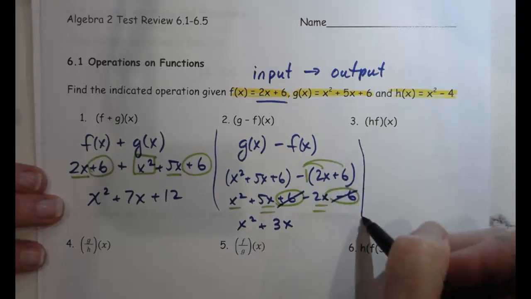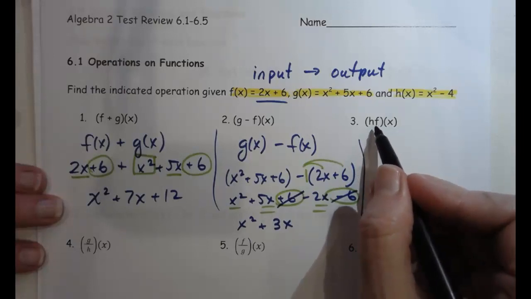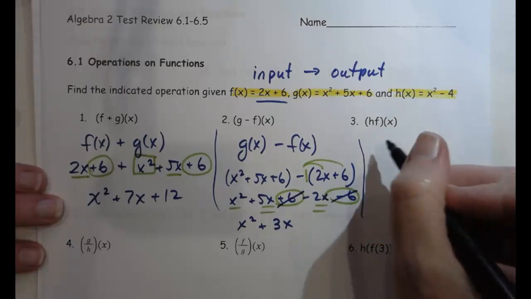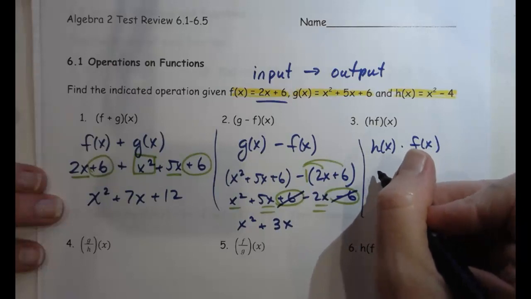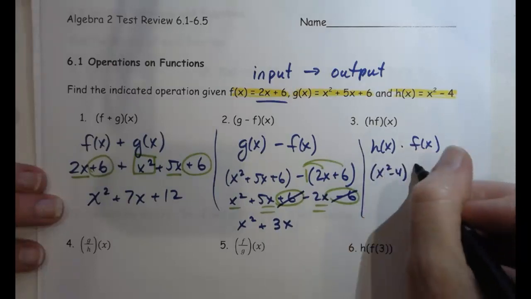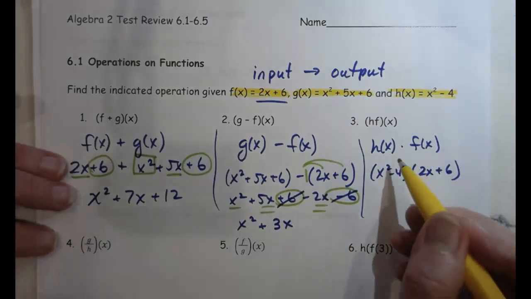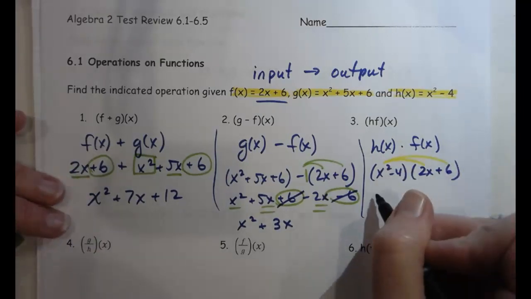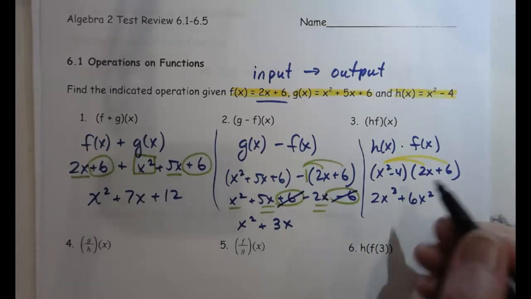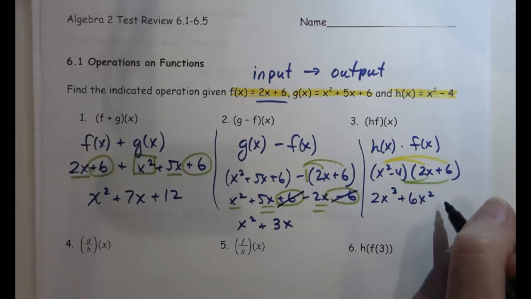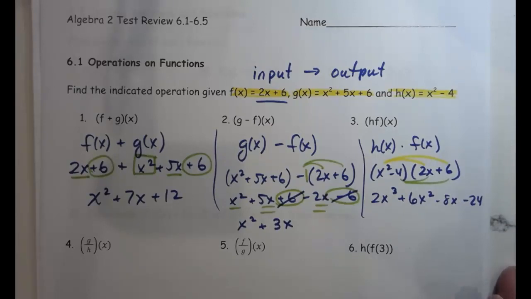Now, I will squeeze in h times f of x. There is no symbol in between h and f, so it means straight multiplication of h of x times f of x. So that is h of x, which is x squared minus 4, times f of x, which is 2x plus 6. You just need to use the distributive property twice. First on the x squared, that will be 2x cubed plus 6x squared, and then distribute that -4, which will give us -8x minus 24, and that is the product simplified.